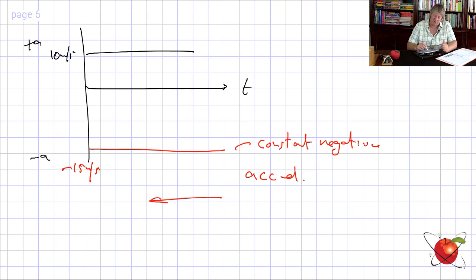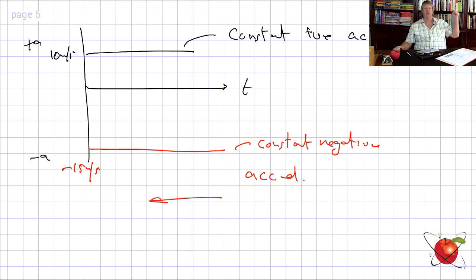So therefore, I've got a negative acceleration. This side here is a constant positive acceleration. So as long as I'm traveling the same direction, I'm going to be going faster and faster. We don't go any further than that. We don't have variable accelerations and things like that in this. We have constant acceleration positive, constant acceleration negative, right?